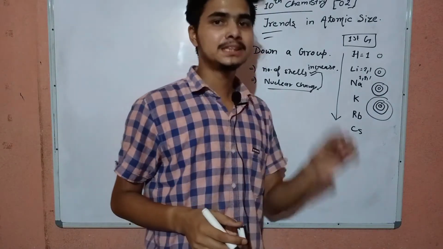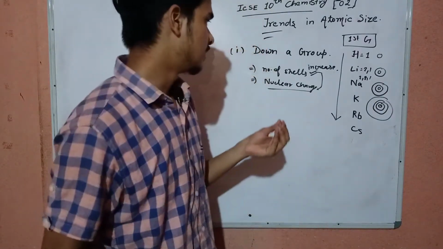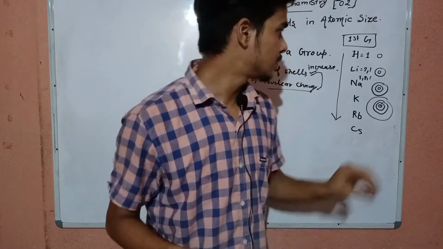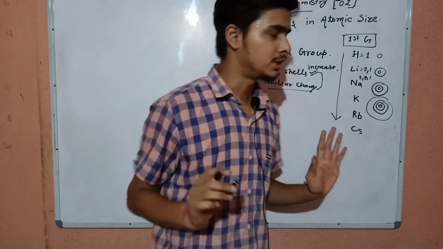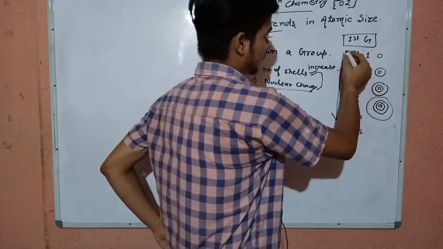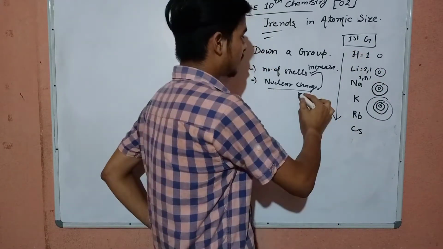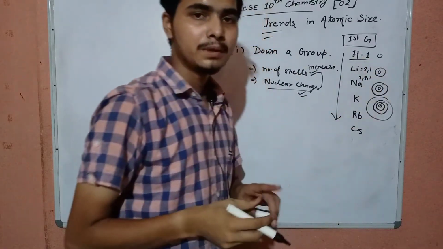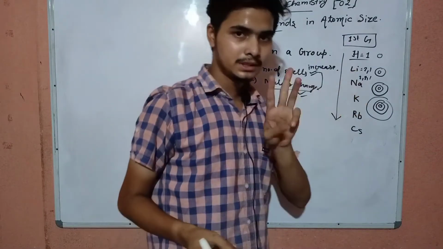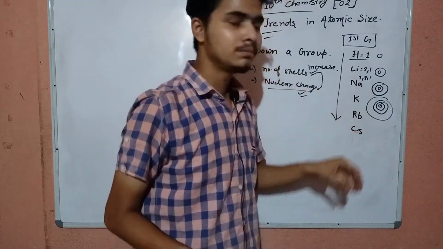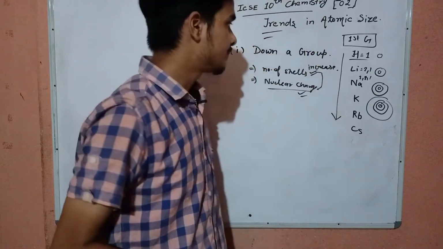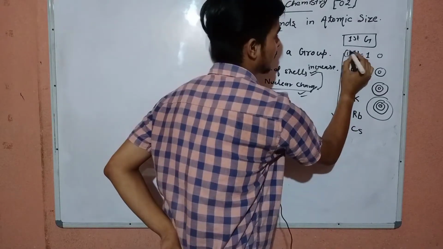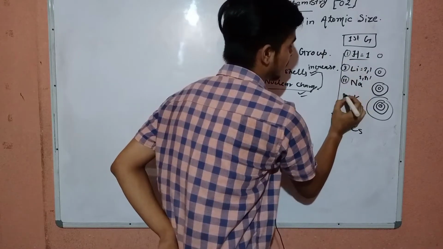Nuclear charge is basically the atomic number, because nuclear charge is the positive charge, positive charge is protons, and protons are equal to the atomic number. This we have discussed in the last video. So in going down a group, nuclear charge means the atomic number. Hydrogen's atomic number is 1, so nuclear charge is 1. For lithium it is 3, for sodium it is 11, for potassium it is 19. So the nuclear charge is also getting increased: 1, 3, 11, 19.